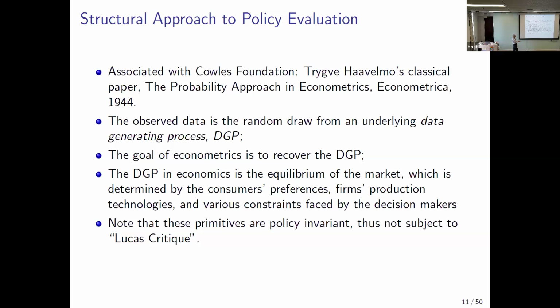Could be the consumers, could be the firms, and so on. These preferences of the consumers, firms, production technologies, and so on, are considered to be the deep primitive parameters that will be policy invariant, robust to, that are not subject to what we refer to as the Lucas critique. Now the policies, right? If you want to evaluate the policy through the lens of the structural model you write down, the effect of policy will basically be affecting the various constraints that the consumers or firms will be facing, right?